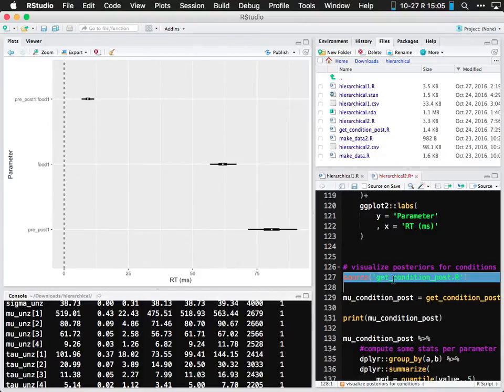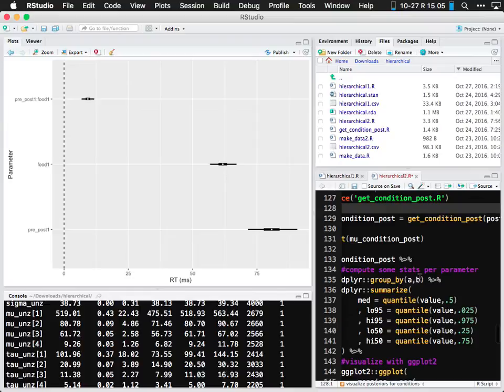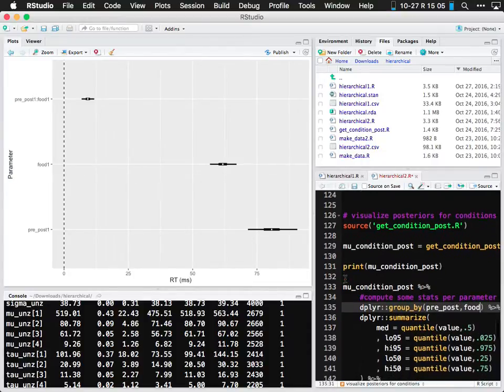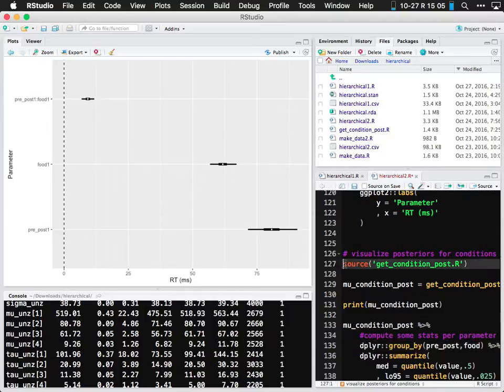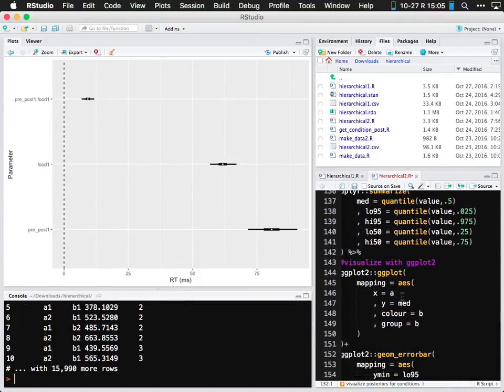But we have to replace A and B in it, down here where we have A and B. What's it again? Food close. B is food. But what about further down in the visualize with ggplot, x equals A? Yeah, you'll want x equals pre-post, b equals food.